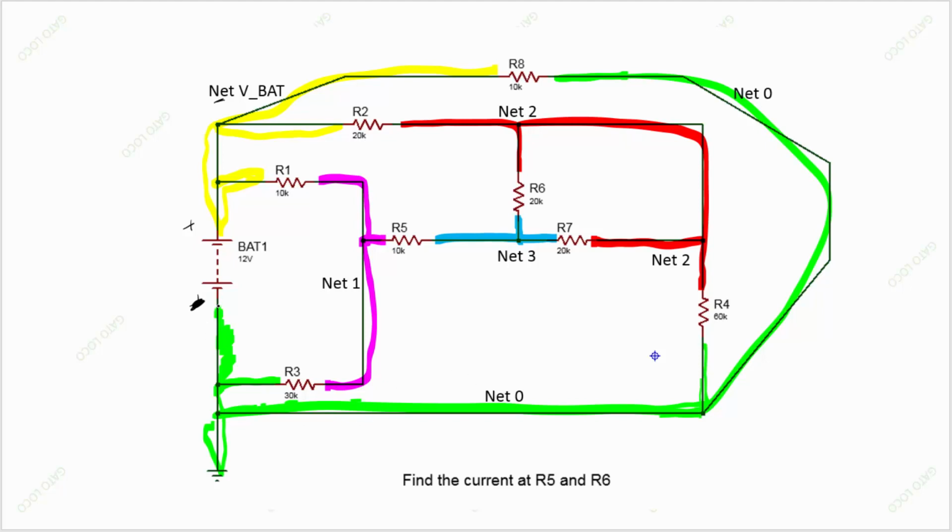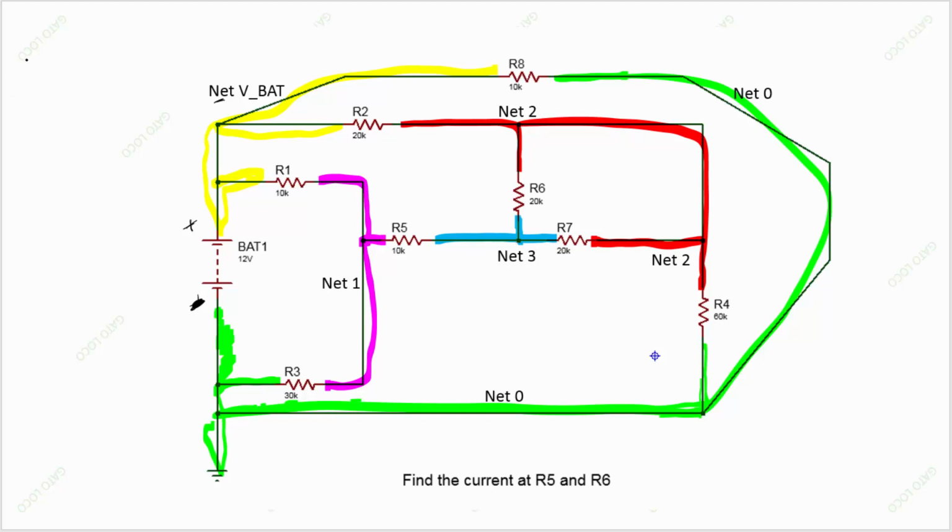It connects from the negative to R3 and to ground, to R4 and to R8, and that's the end of the net. Let's follow the positive that comes out of the battery. It connects to R1, to R2, and to R8, and that's the end of the net. Then we got net 2, which connects R2 with R6 and R4, and the last one is net 3.